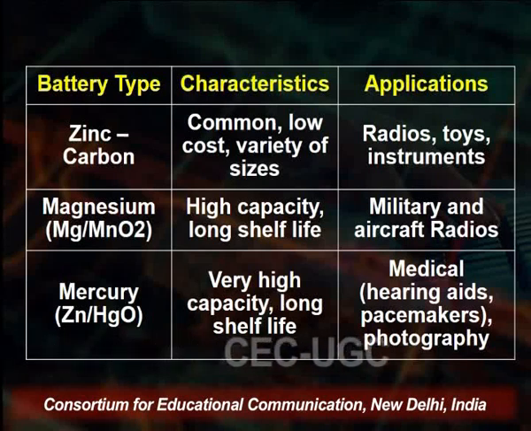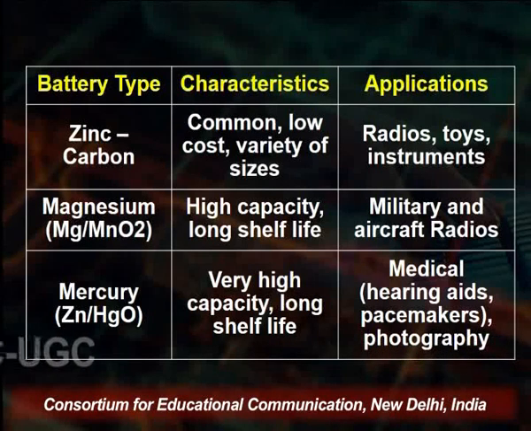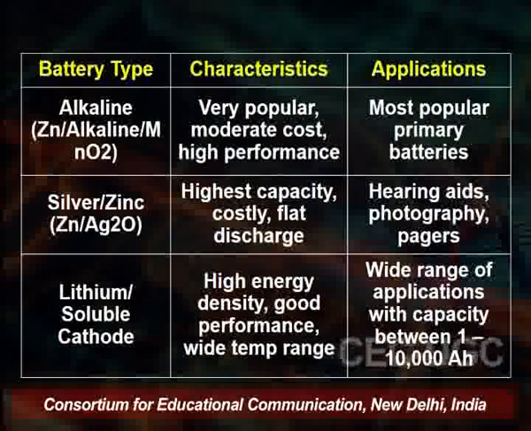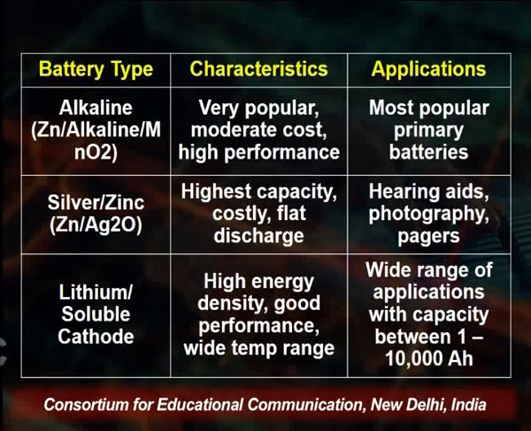Other applications in medical, hearing aids, pacemakers, and photography use the mercury Zn/HgO batteries, which have high capacity and long shelf life. Other types of batteries are alkaline, like zinc alkaline MnO2, and they are very popular, moderate cost and high performance. Most popular primary batteries, they have many applications in many devices, like toys, remotes, wall clocks, etc.